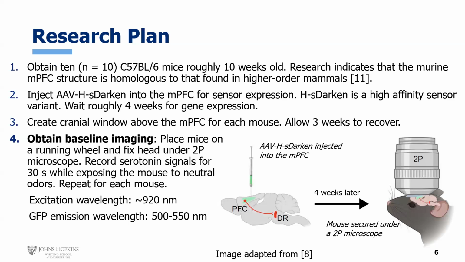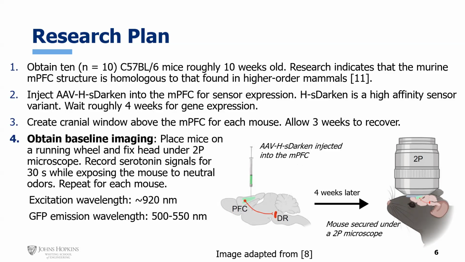So the research plan first consists of obtaining 10 C57BL/6 mice. These are standard black mice used in research, roughly 10 weeks old. Studies have shown that the murine medial prefrontal cortex is homologous to that found in higher order mammals, as we showed earlier in the first two slides.